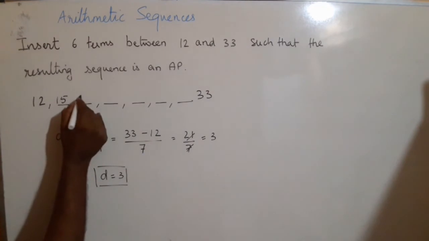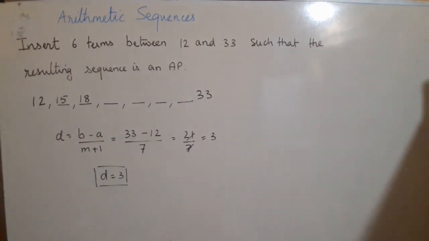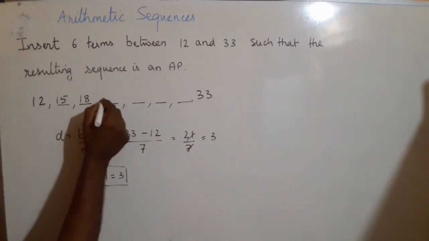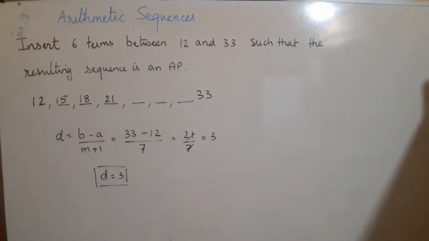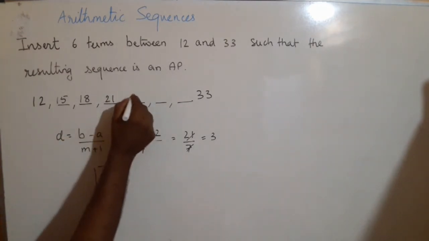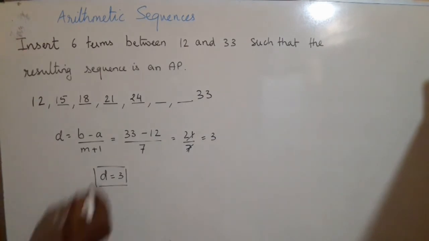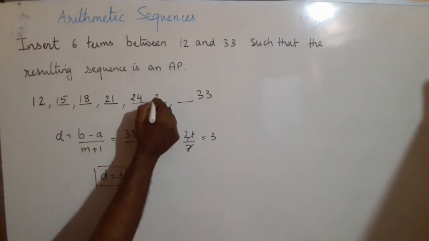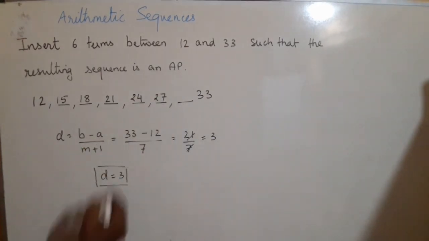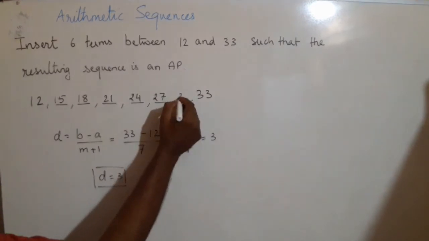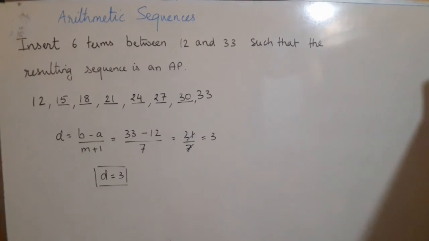15 plus 3 will give us 18. 18 plus 3 will give us 21. 21 plus 3 will give us 24. 24 plus 3 will give us 27. And 27 plus 3 will give us 30. And 30 plus 3 gives us 33.